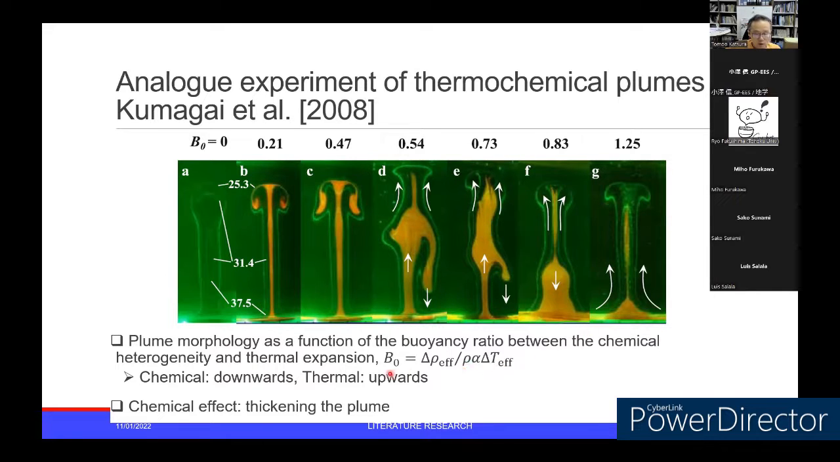They introduced a buoyancy parameter, which is the ratio of the density contrast due to the chemical heterogeneity over density times thermal expansivity and temperature anomaly. The numerator represents the chemical buoyancy, and the denominator indicates the thermal buoyancy.